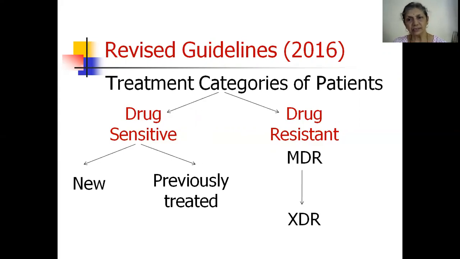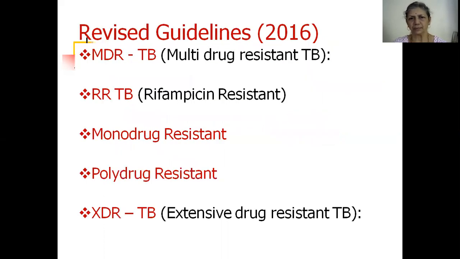So the drug resistant group is further categorized into various subcategories. Earlier it was just MDR. And now we have various subcategories, and the worst of them is extensively drug-resistant tuberculosis, called XDR. We will go on to see the different subtypes.